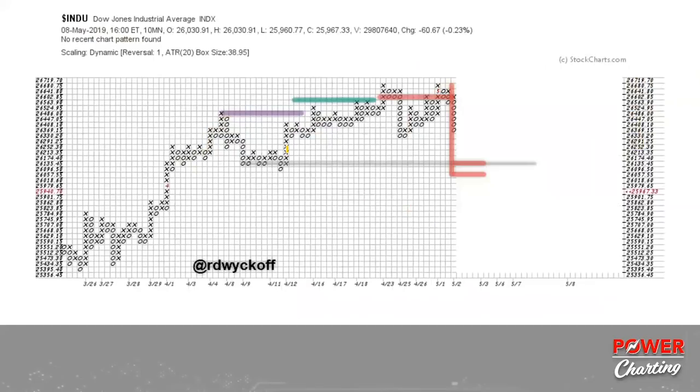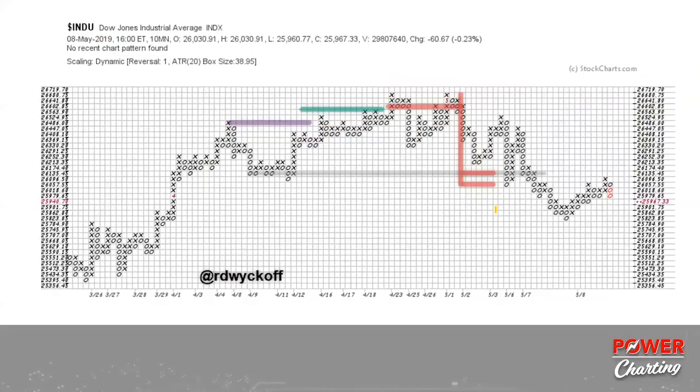Okay, so here again, this is now 10-minute data, but it's the same period, the same thrusts, and ATR scaling is 38.95 and 1 box reversal. Now we're asking the question, can it get down to this support line and make a sign of weakness? All right, so let's see if that happened. And here's what happened next.